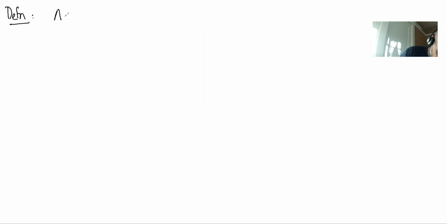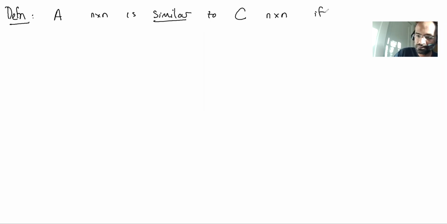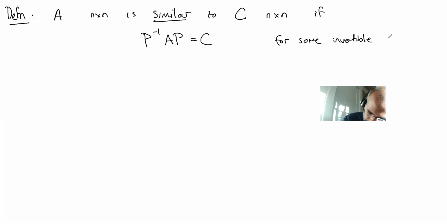A matrix A, n by n, is similar to C, which is another n by n, if P inverse AP equals C for some invertible matrix P. Okay, so similarity is this relationship.